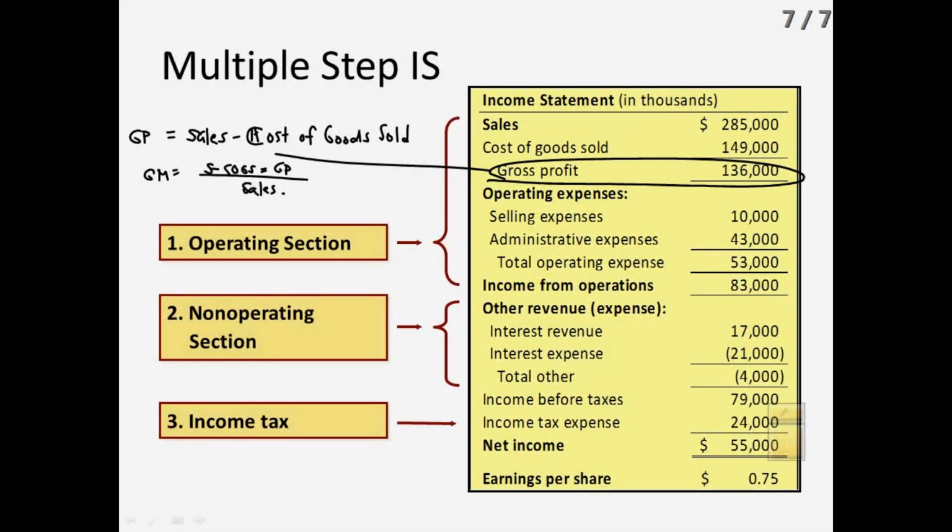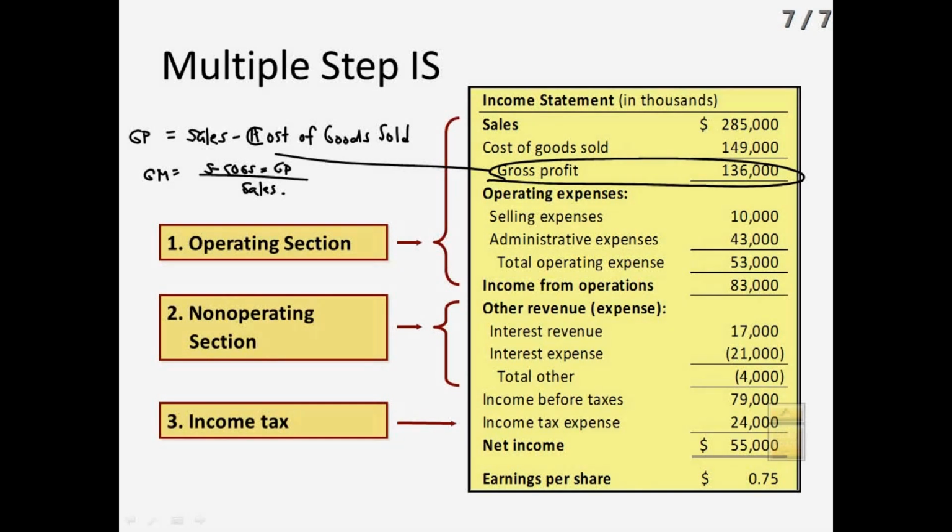Gross margin tells you for every dollar of sales I make, here's how much money I keep at the end. Or inversely, if I keep 36 cents, that means it must have cost me 64 cents to make the product. So it's just the ratio of your gross profit to your sales. So how much you keep out of every dollar that you sell.